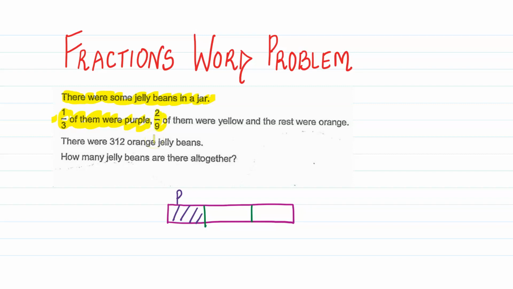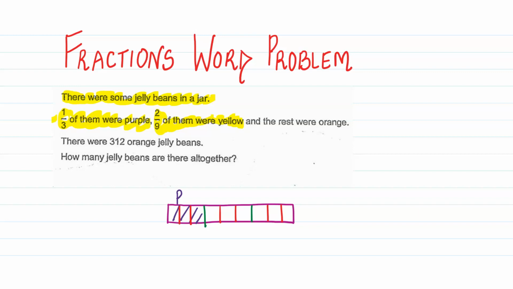It says 2/9 of them were yellow. So 2/9. How to show 2/9? We know we have cut the bar into 3 equal parts. That means each part represents 1/3. Now we want to show 2/9, that means 2 out of 9 equal parts. So here what we are going to do is, if we cut each of the thirds into 3 equal parts, we will get 9 parts.